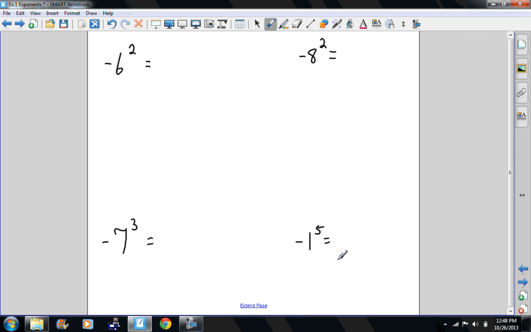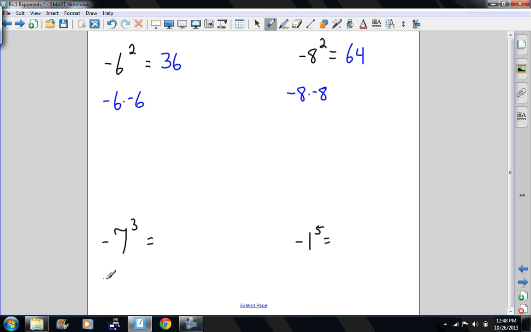Now, if we have some negatives mixed in, what we do for these is we would write negative 6 times negative 6 because it's squared. Negative 6 times negative 6 would be a positive 36. Over here, same idea, negative 8 times negative 8. Negative times a negative is a positive, so this would be 64.